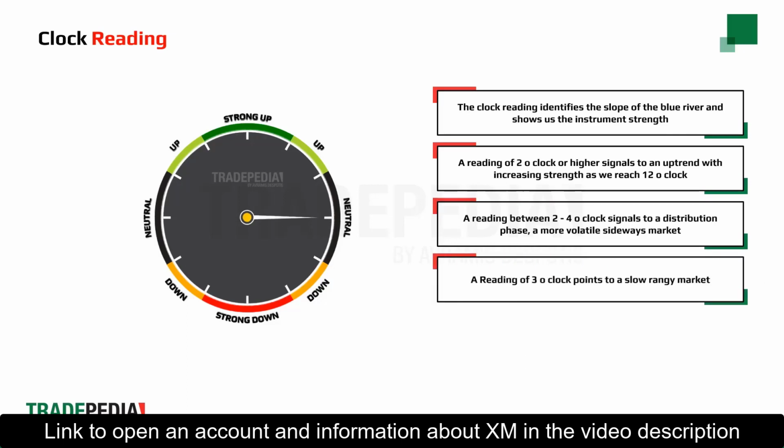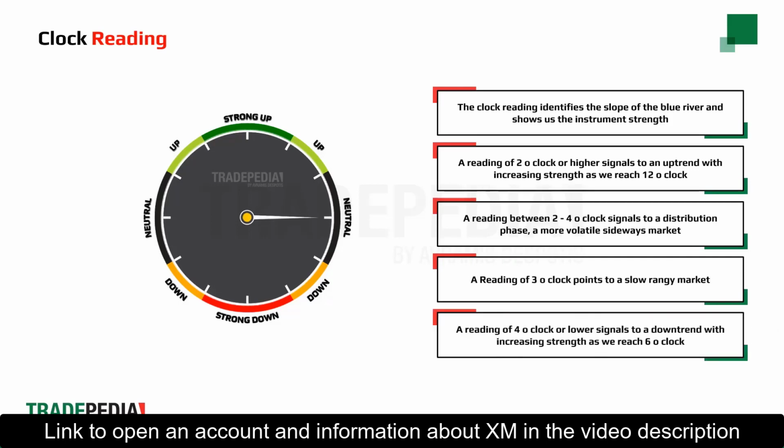A reading of 3 o'clock points to a slow, rangy market. A reading of 4 o'clock or lower signals a downtrend, with increasing strength as we reach 6 o'clock. In general, the clock reading identifies when a trend is strengthening or weakening.